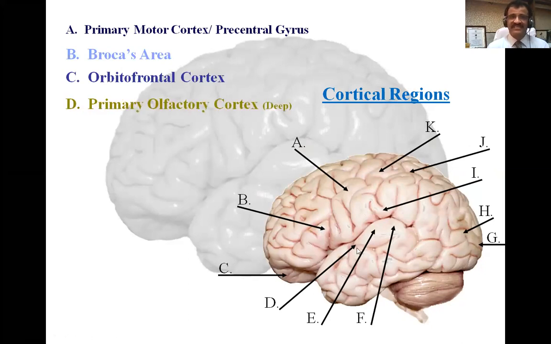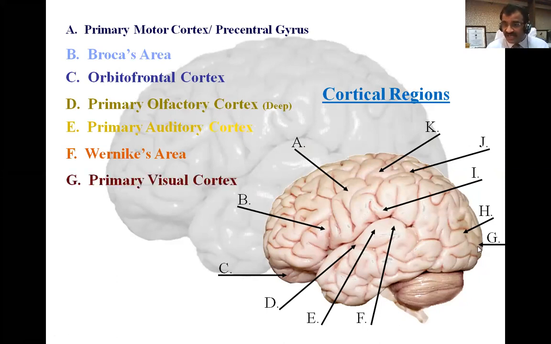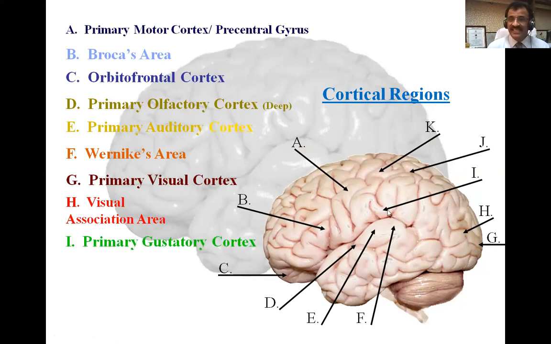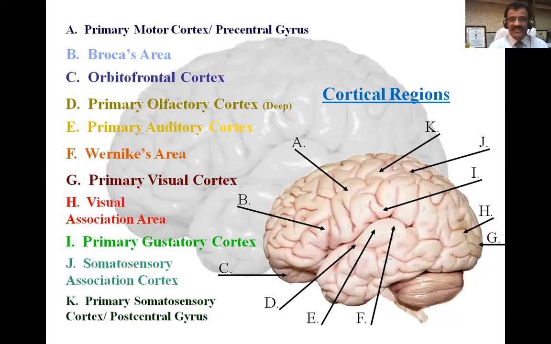What is D? It is the primary olfactory cortex. What is E? Primary auditory cortex. What is F? Wernicke's area. What is G? Primary visual cortex. Here it is on the occipital lobe tip. H is the visual association area. I is the primary gustatory area. And J is the somatosensory association area. And lastly, K is the primary somatosensory area or cortex or post-central gyrus. These are important areas. So you should remember this.